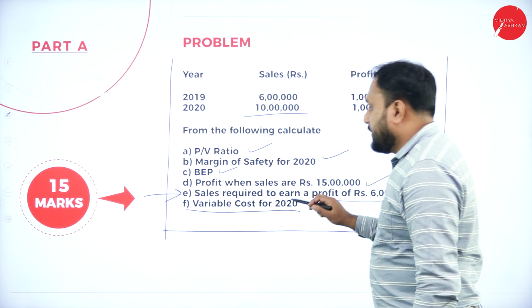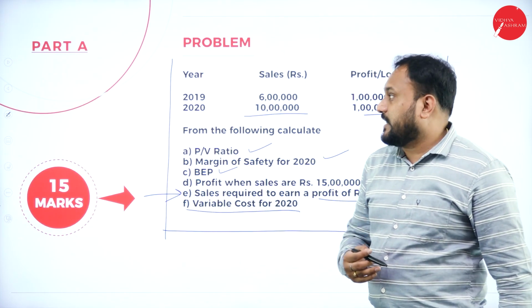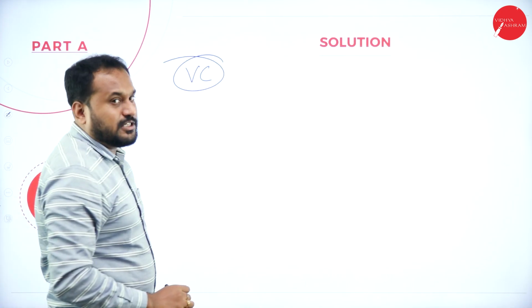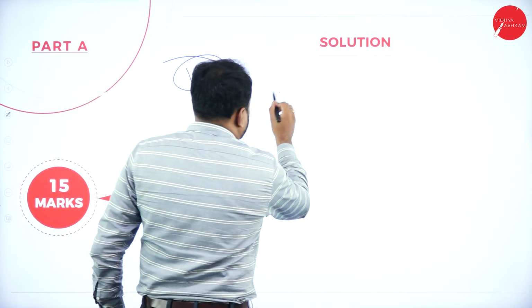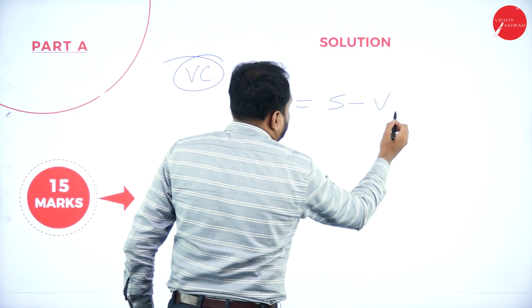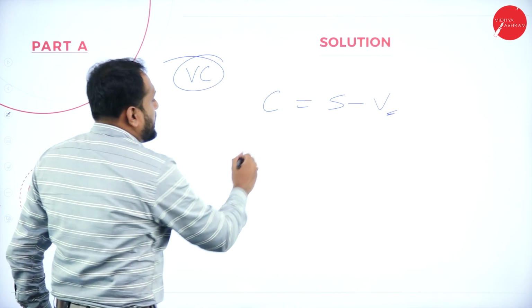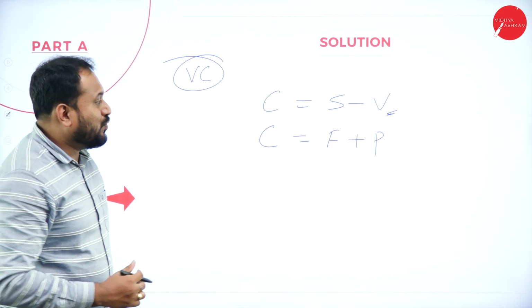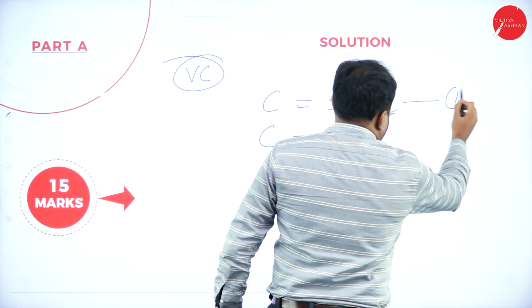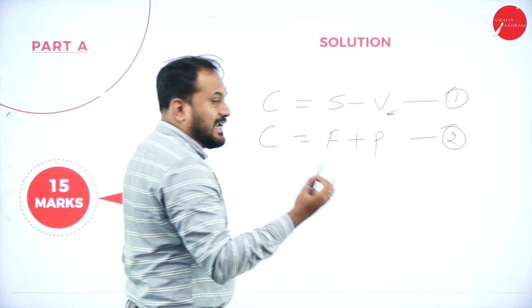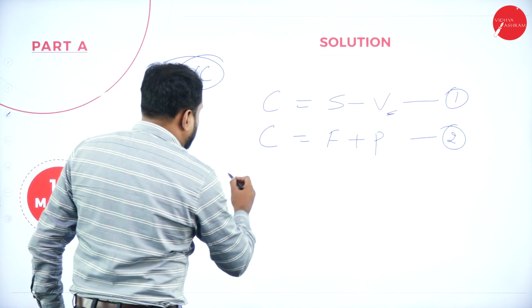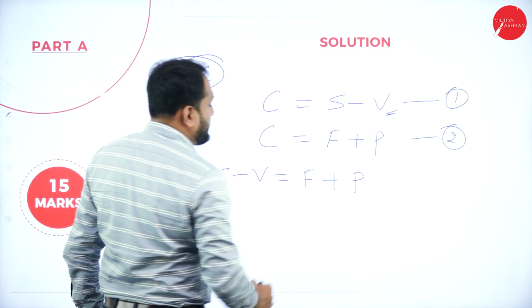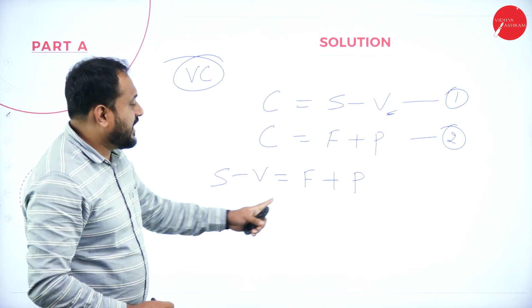Now when you go with this next question, that is the E. E is done. F, if you go variable cost for 2020. Now understand here, when you go with variable cost, how to find variable cost? We know that there is a formula called contribution is equal to sales minus variable cost. Contribution is equal to fixed plus profit. Now understand, from 1 and 2, I can write as S minus V is equal to F plus P. Now understand, S minus V is equal to F plus P.